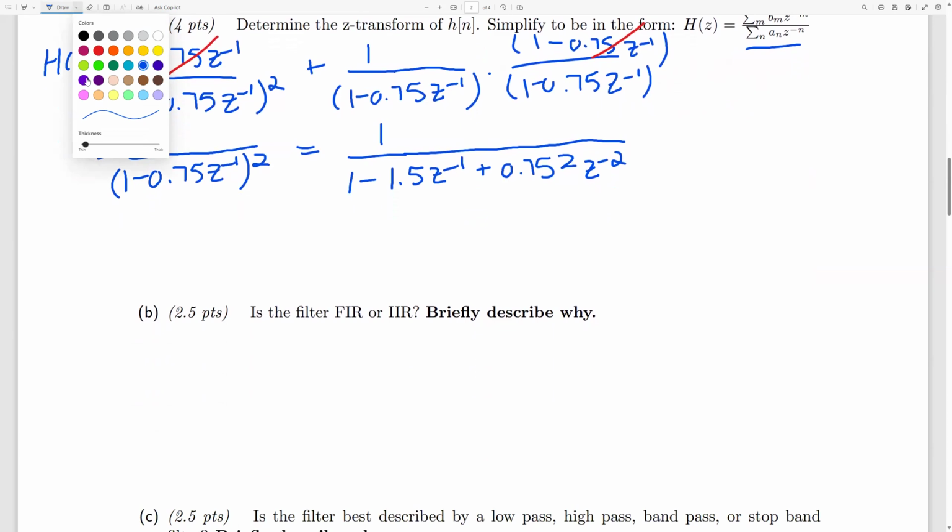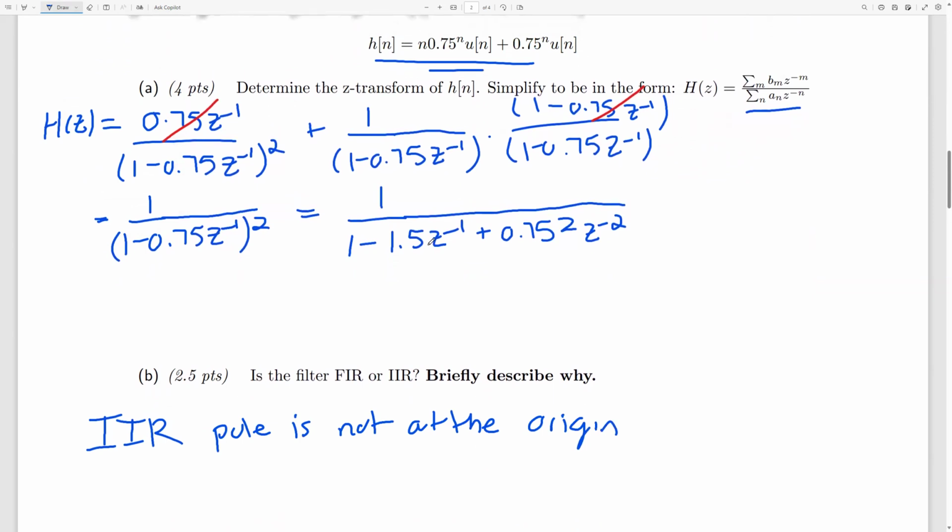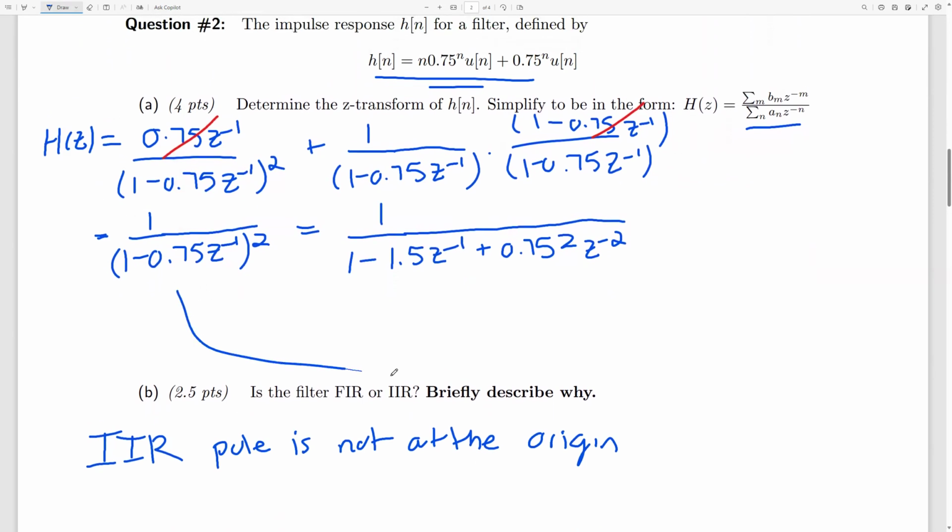Next is the filter FIR or IIR filter. Briefly describe why. Again, your answer is instantly IIR. And the reason that you need to give is because the pole is not at the origin. The pole, as you discovered, based on this expression here, is at p equals 0.75, and you're done.